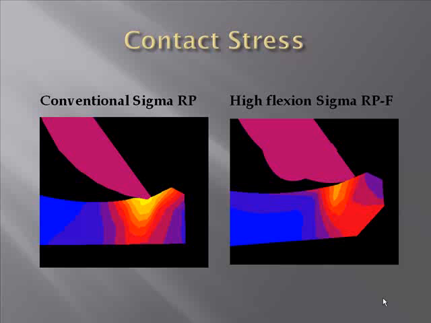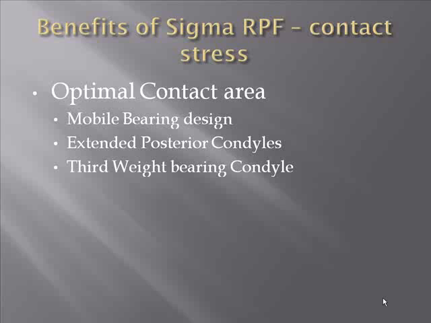Again, showing the more visually enhanced color coding, you'll see that with a conventional RP in deep flexion, the posterior condyle is going to dig into the back of the polyethylene, whereas with an RPF with a longer posterior condyle, you're going to get less peak stress in deep flexion. So for me, the benefits of a Sigma RPF in contact stress is you optimize the contact area. You've got a mobile bearing design which is freely rotating in a unidirectional pattern. You've got extended posterior condyles, and you've also got something called the third weight-bearing condyle, which I'll now touch on.